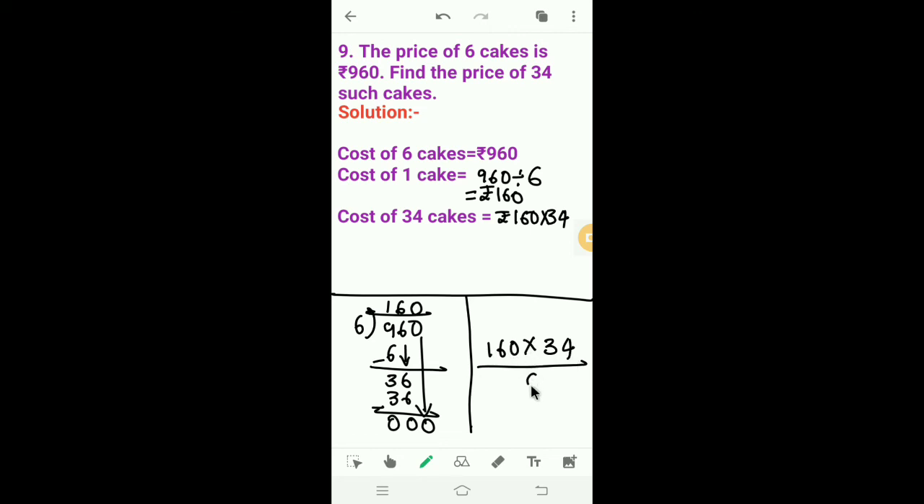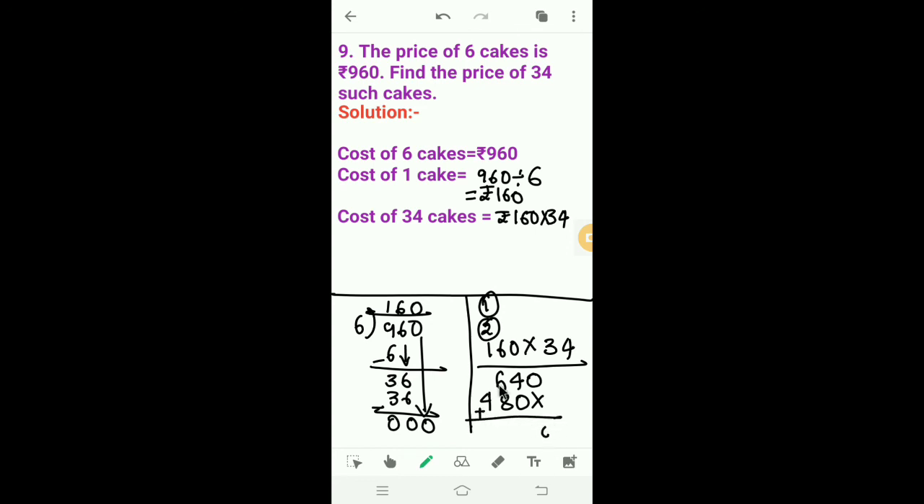4 into 0 is 0. 4 sixes are 24. So I will write 4 here and 2 carry. 4 1s are 4. 4 plus 2 is 6. Next I will put multiplication sign in 1's place. Next I will multiply 160 by 3. 3 into 0 is 0. 3 sixes are 18. So I will write 8 here and 1 carry. 3 1s are 3. 3 plus 1 is 4.